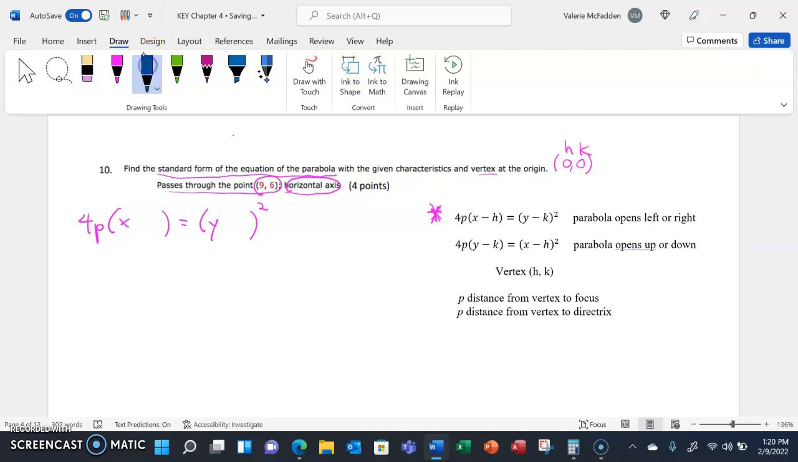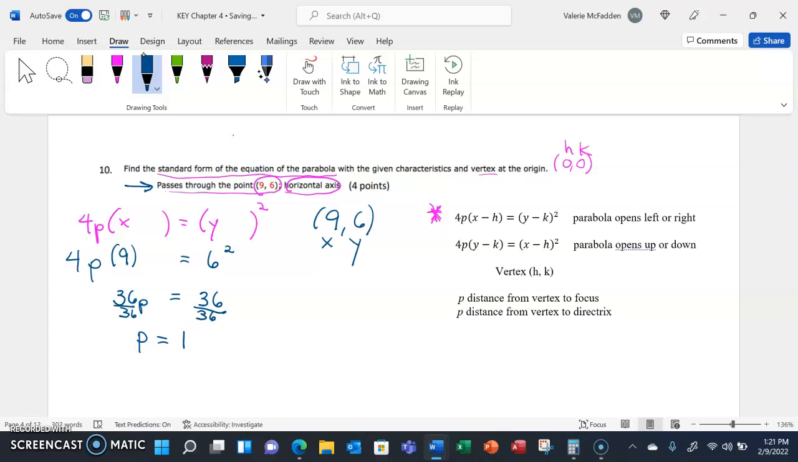It passes through the point 9, 6. Anytime they tell you that a graph passes through a point, that's a big hint that you're going to plug that point in for x and y. And that's exactly what we're going to do. We're going to plug in 9 for x, and we're going to plug in 6 for y. So it's going to say 4p times 9 equals 6 squared. That would be 36p equals 36. Divide by 36, divide by 36, p would equal 1.